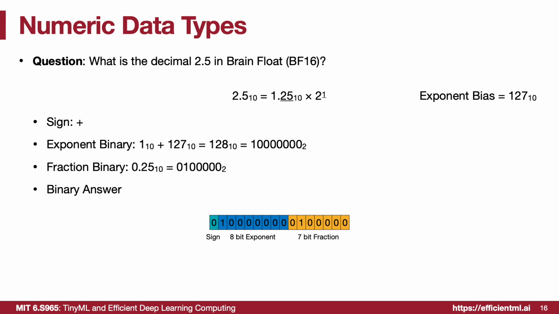So let's do another reverse exercise. What is the decimal 2.5 in brain float 16? So in brain float 16, we have 1 sign bit, 8 bits of exponent, 7 bits of fraction, and we always want to decompose it as 1 point something. This is 1.25 times 2 to the power of 1.